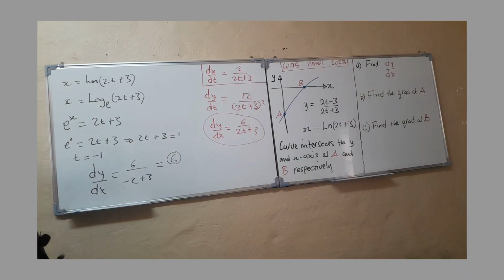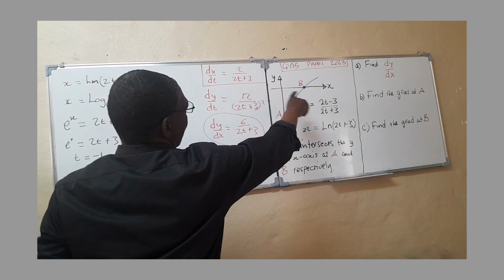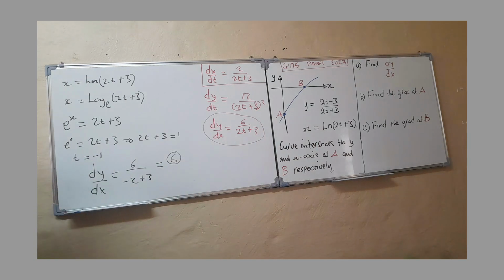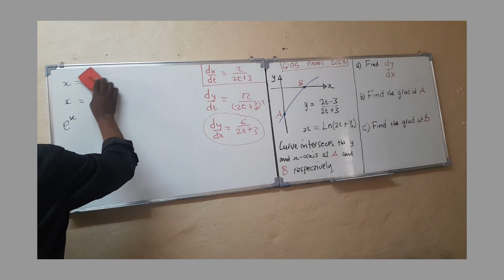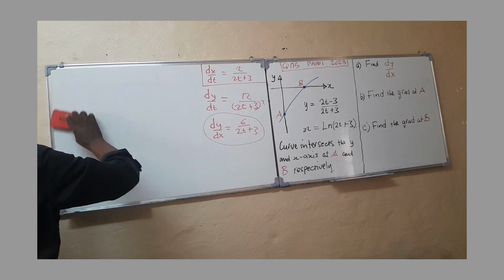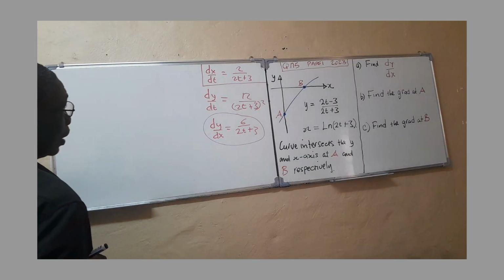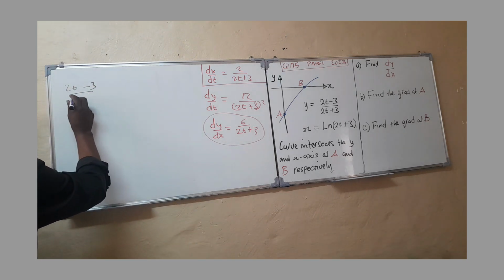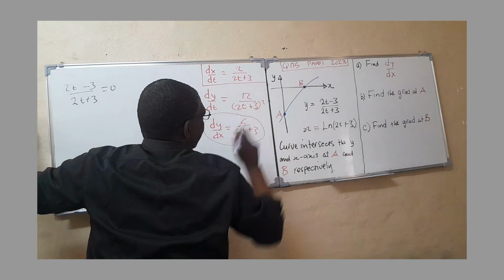Next question, find the gradient at the point B. What's going on at point B? B is along the x-axis, so y all along there is equal to 0. But what is y? y is that. So again, we equate that to 0. We equate y, the equation that expresses y as a function of t, to 0. So we are going to have 2t minus 3 divided by 2t plus 3 is equal to 0. Because we found that y here is equal to 0.